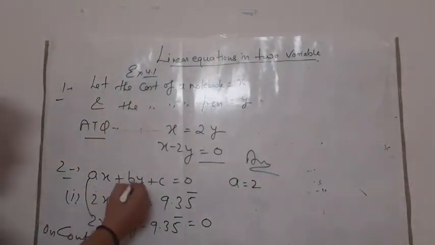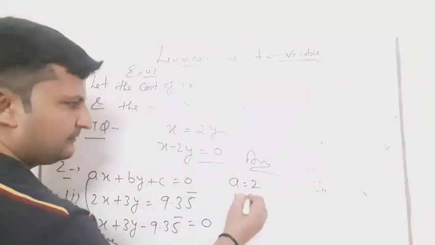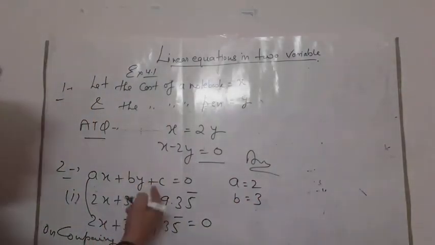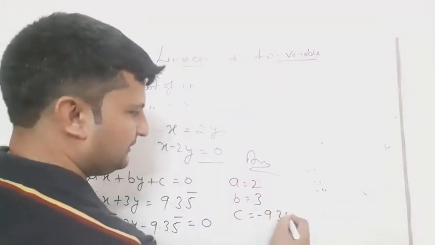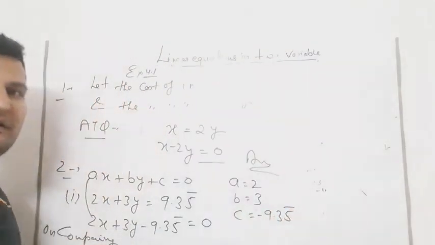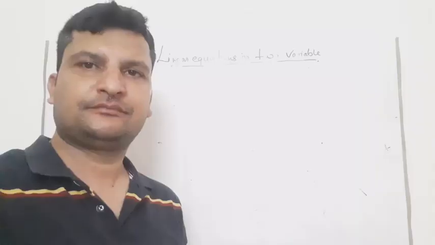What will be the value of b here? B will become 3. And c is here, plus c is here, here it is minus 9.35 bar. So c is equal to minus 9.35 bar. We can do it like this.